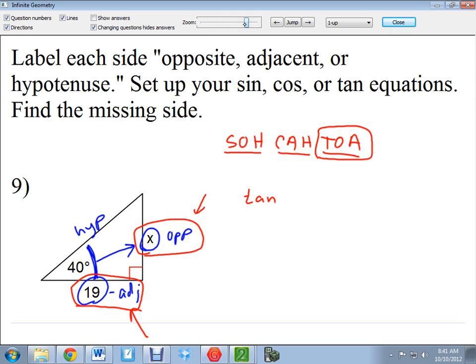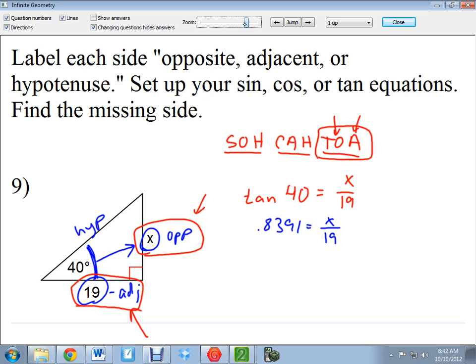So we say tangent of the angle, which in this case is 40, the angle always goes next to the tangent function, is equal to opposite over adjacent, so that would be x over 19. Now, there are many ways that you can do it from this part. You can leave the tangent 40 as tangent of 40, or you can calculate out what tangent of 40 is, and if you're going to do that, you need to make sure that your calculator is in degree mode, not in radian mode. Tangent of 40 is equal to 0.8391. 0.8391 would then be equal to x over 19.